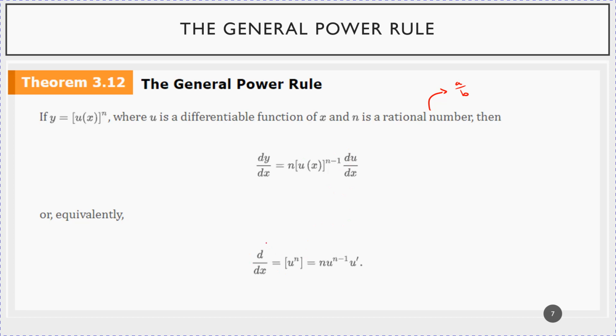Or equivalently, if you have the derivative here, so this is a little bit of a typo here, the derivative with respect to x of u to the n: just bring the n down, then you have u to the n minus 1 times u prime. Let me show you some examples of this, just so you can see exactly what's going on here.